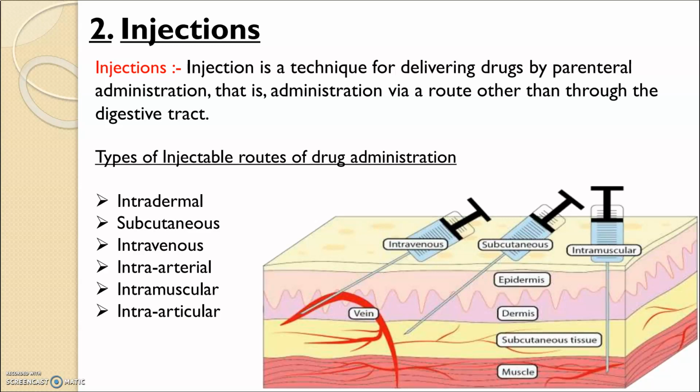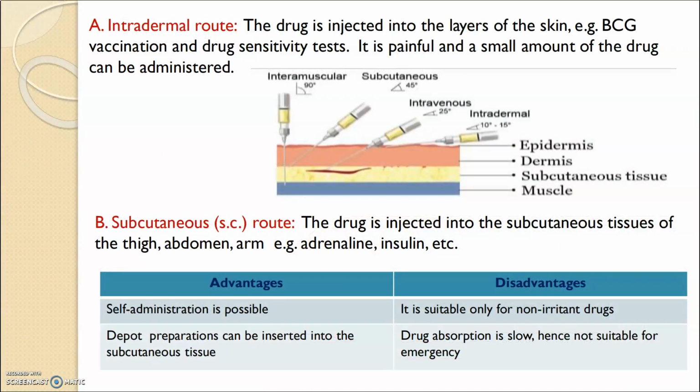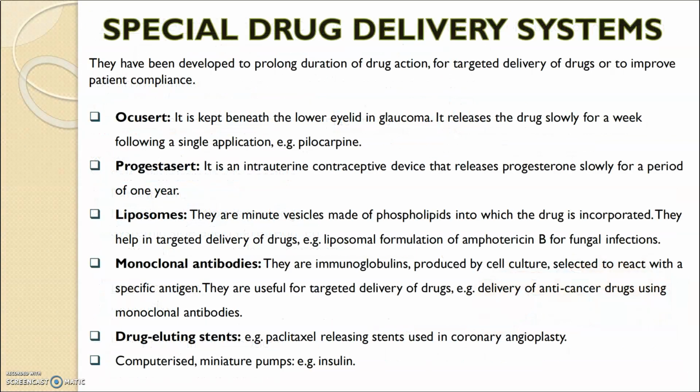So these are the various types of injections which are given or which are preferred for the route of drug administration. And you can see as in the diagram it is shown, intravenous is directly given into the vein, subcutaneous given in the subcutaneous tissue layer, intramuscular is given directly into the muscles. And in this diagram you can see these are the various angles of the injections which are given to the patient.